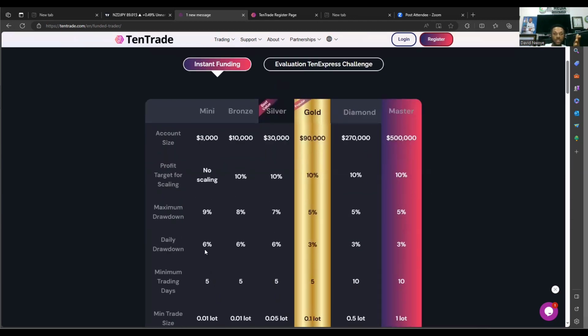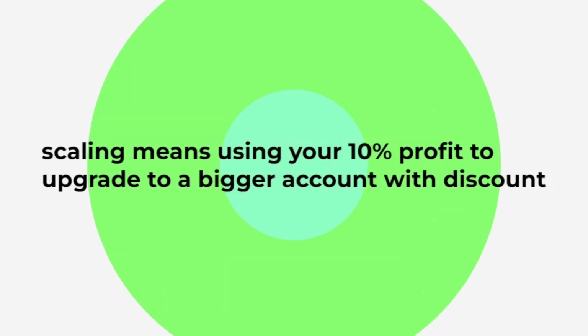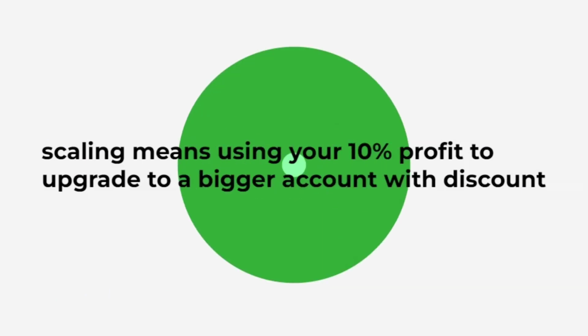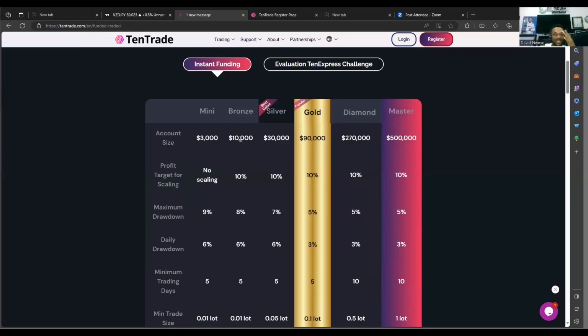So like I said, the 6% daily drawdown and maximum drawdown, you understand that already, the calculation. So what does this scaling mean? This place is very, very interesting. So listen. Scaling simply means, let's go to 10K accounts to explain this. As you can see, your 3K has no scaling, but there is scaling for $10,000 and above. Now, what does it mean? Once you've made 10%, which on this account is $1,000 profit.